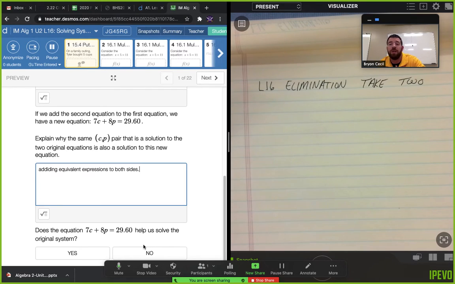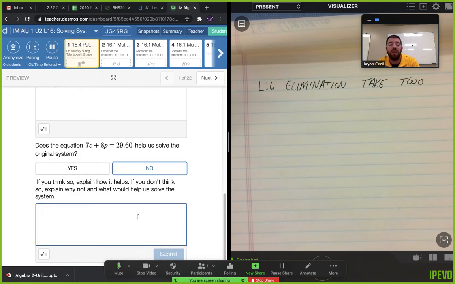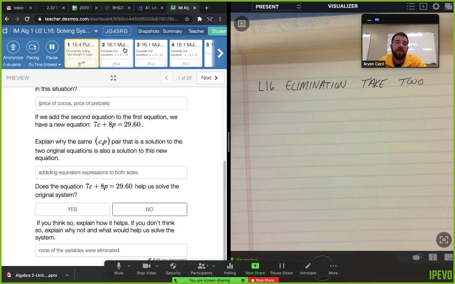Does that help us solve the original system? Whereas they could be used, if you plugged in the C and P that you'd find, it would still give you that answer? Absolutely not. It doesn't help us because none of the variables were eliminated. That's why. All right, let's go on to the next one.